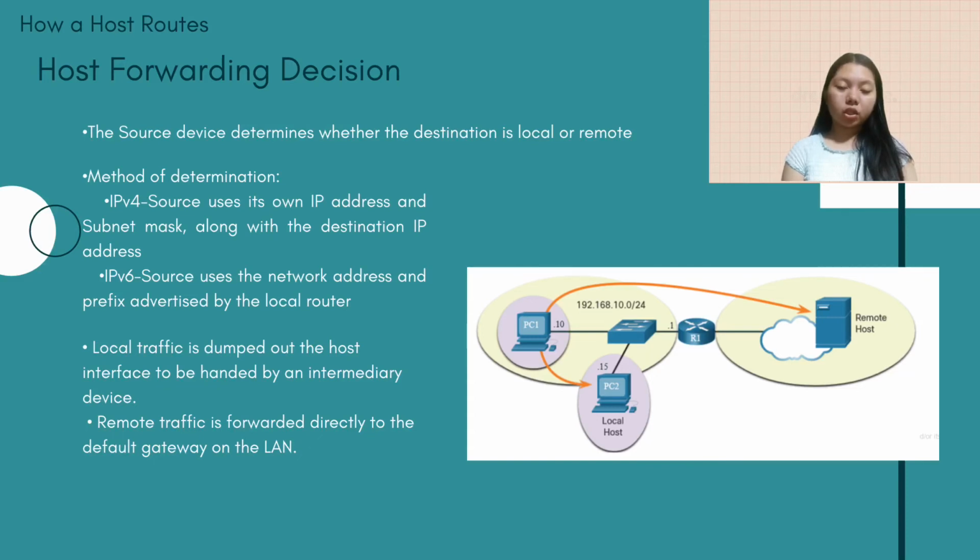Method of determination: an IPv4 source uses its own IP address and subnet mask along with the destination IP address. An IPv6 source uses the network address and prefix advertised by the local router. Local traffic is dumped out the host interface to be handled by an intermediary device. Remote traffic is forwarded directly to the default gateway on the LAN.